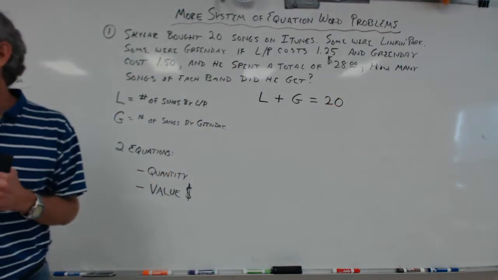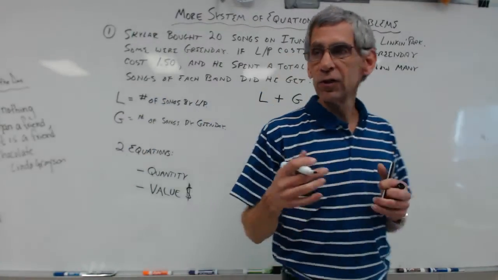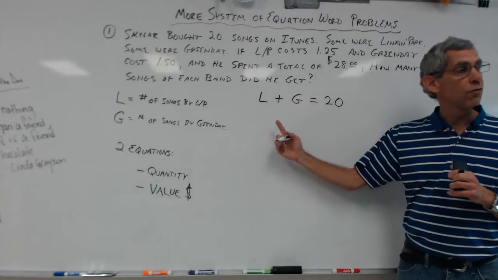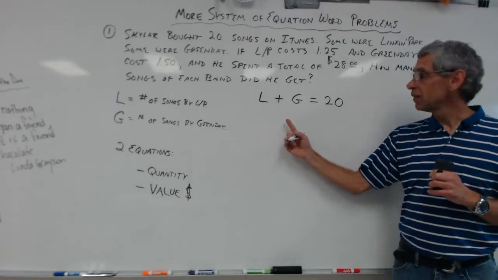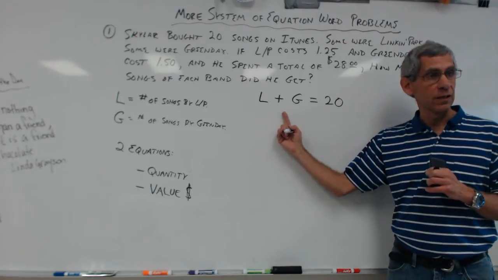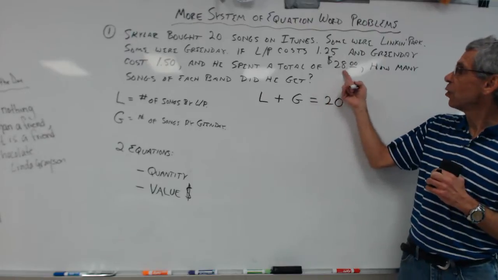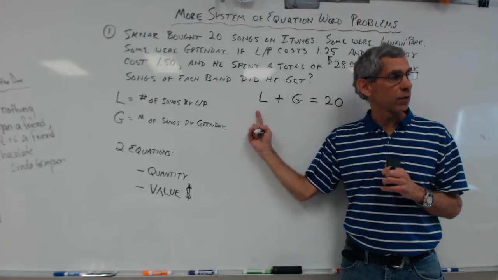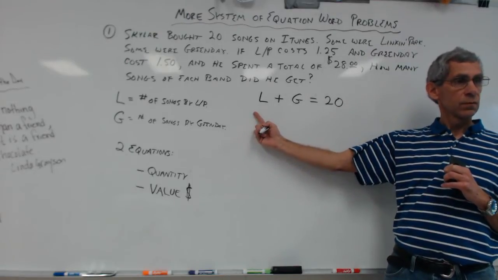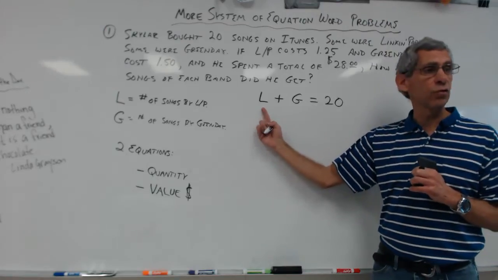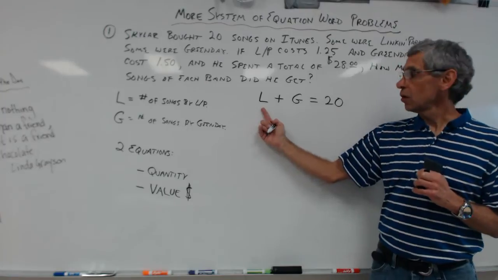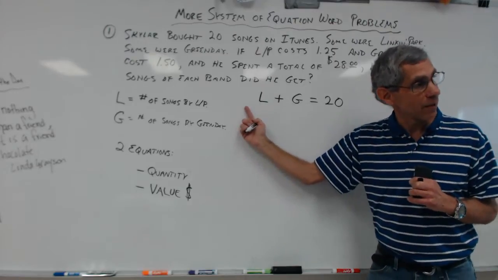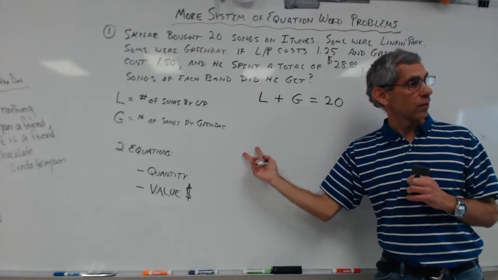Okay. Now we've got to do value. And value, you have to understand, we're going to take the L and the G and we're going to put the value of 1 L in front of L. And we're going to put the value of 1 G in front of G. And then the total value is the total amount that he spent. But think about it. If he bought 1 Linkin Park song, how much would it have cost? $1.25. If he bought 2, how much would it have cost? So, as L changes to the number of songs he bought, if I multiply that times the cost of 1 song, that would give me the value of the Linkin Park.